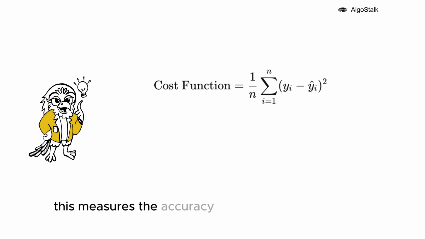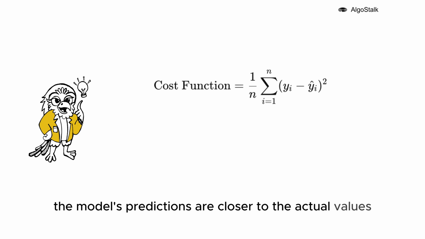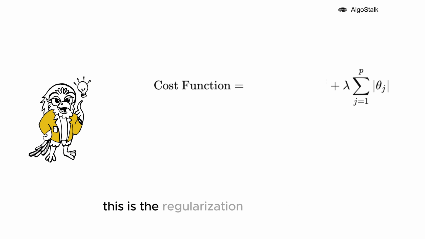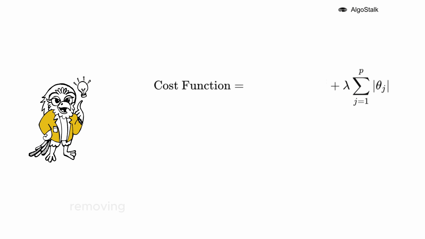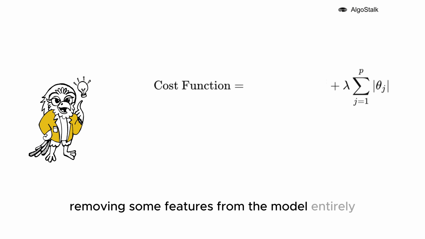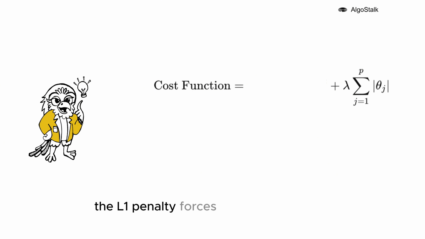This measures the accuracy of the model's predictions. A smaller value means the model's predictions are closer to the actual values, reducing error. This is the regularization penalty term, but in lasso regression, the penalty is based on the absolute values of the coefficients. This term penalizes large coefficients by shrinking some of them to 0, effectively removing some features from the model entirely. The L1 penalty forces the model to focus only on the most important features.